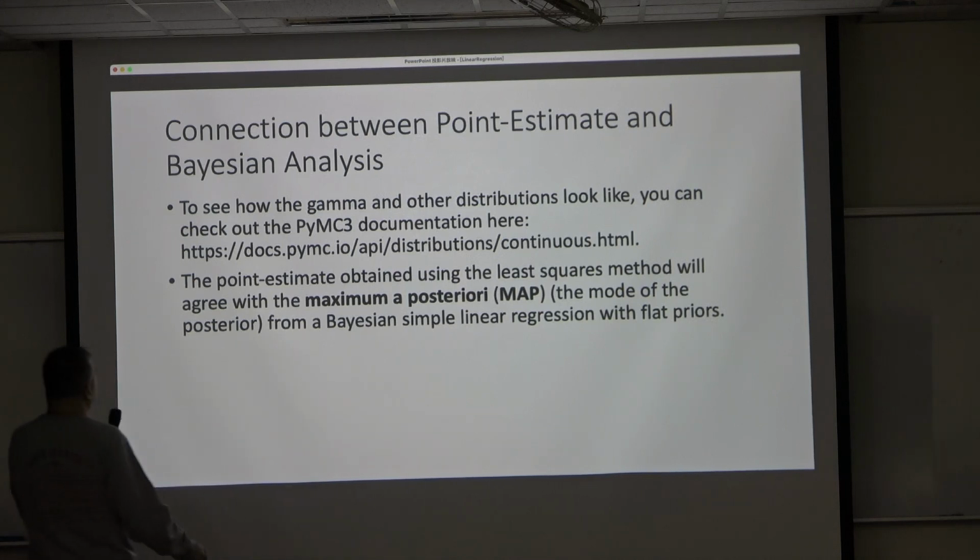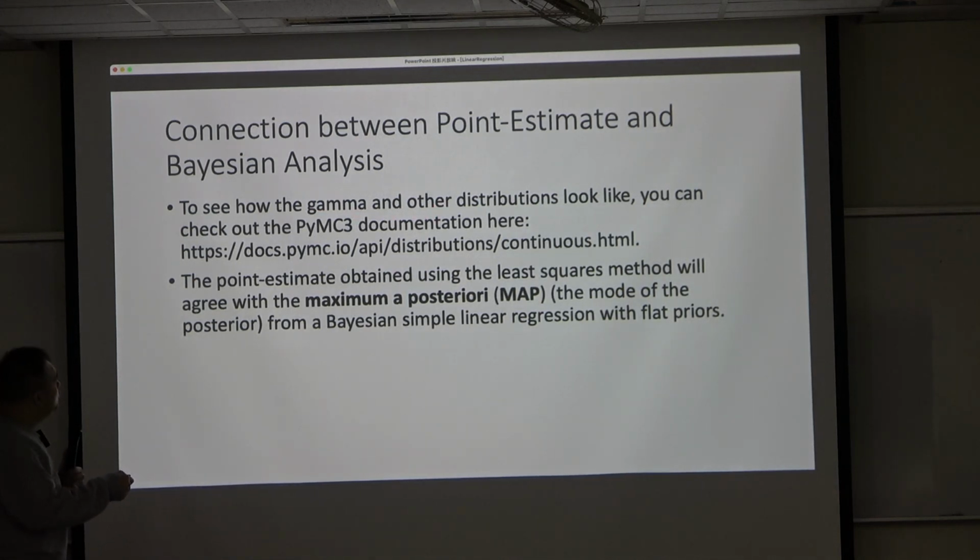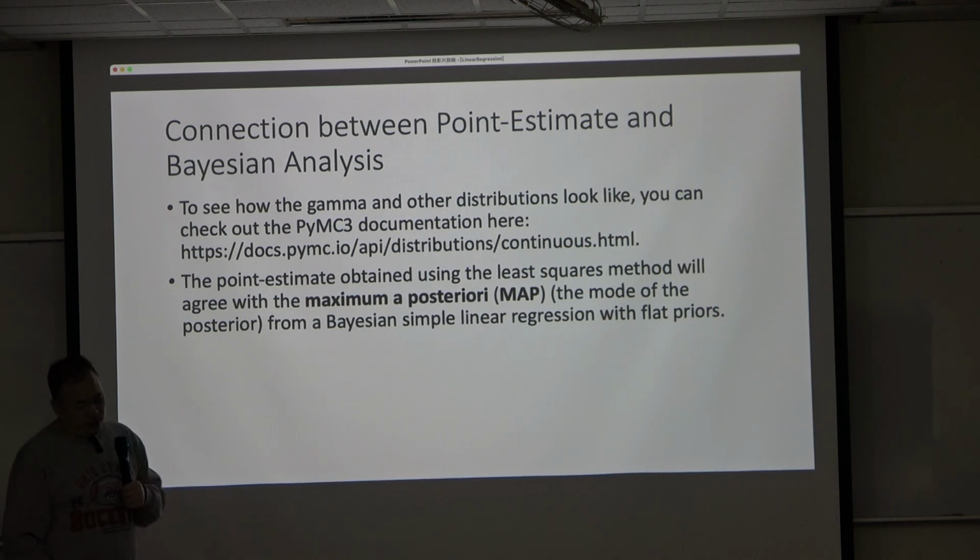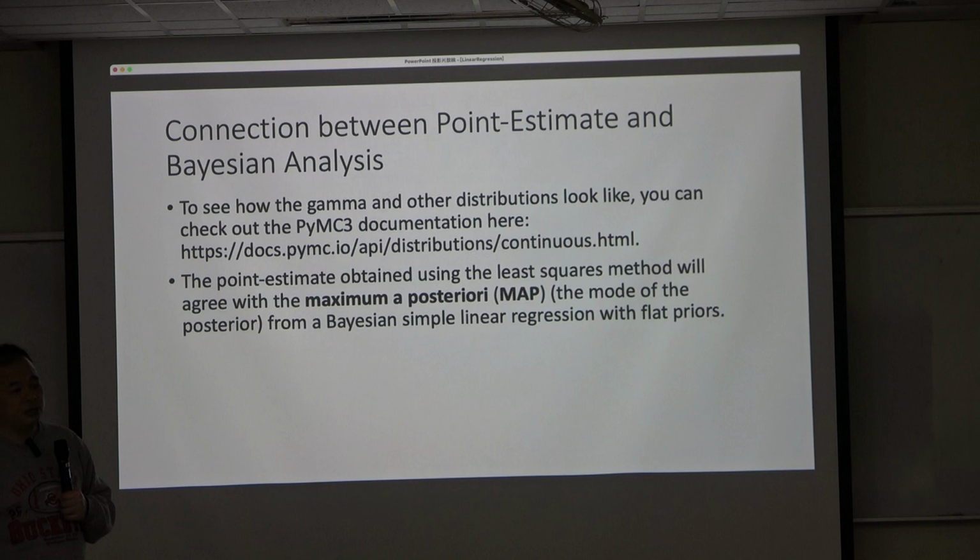If you want to see the shape of a gamma distribution, or for example the half Gaussian we just talked about, you can check out the PyMC3 documentation. PyMC3 has a lot of functions that we have covered, but you probably want to check out the documentation for those functions to know more about the arguments that you could use along with them.